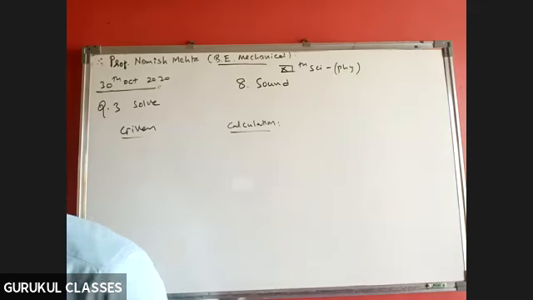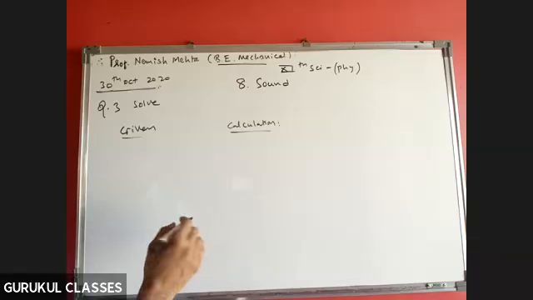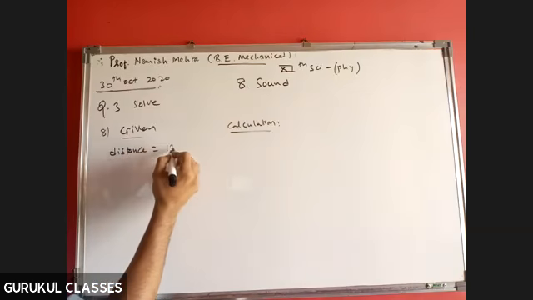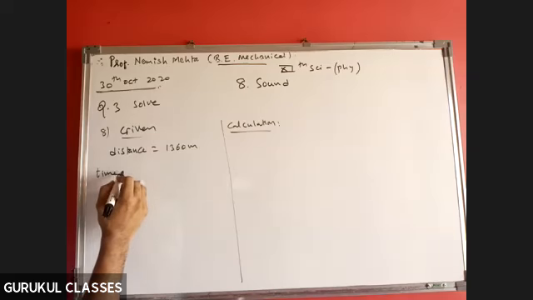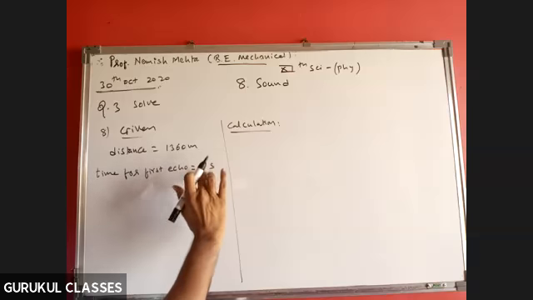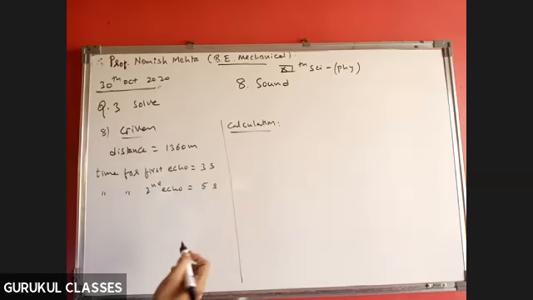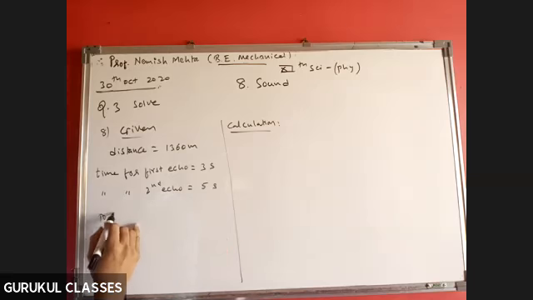A man standing between two parallel cliffs fires a gun. He heard two echoes, one after 3 seconds and other after 5 seconds. एक echo सुनाई दिया 3 सेकंड के बाद, दूसरा 5 सेकंड के बाद. The separation between two cliffs is 1360 meter. Distance 1360 meter. Time: first echo कब सुनाई दिया? After 3 seconds. First echo is 3 seconds and the second echo is 5 seconds. Now we have to find out velocity, speed of the sound.